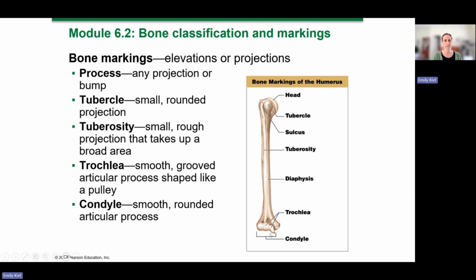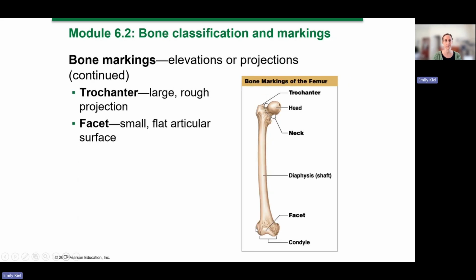You have a trochlea. That's a smooth, grooved articular process that looks like a pulley. And then you've got condyles, and these are smooth, rounded articular processes. We've got trochanters. These are big, rough projections, again, here on the femur, where you've got a big attachment. And then you've got facets, which are smaller, and they're relatively flat articular surfaces.